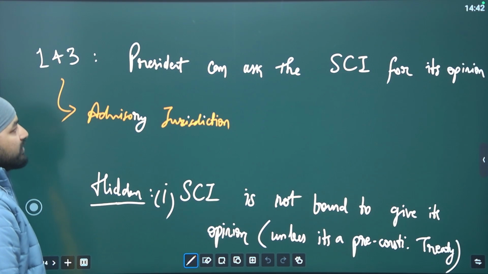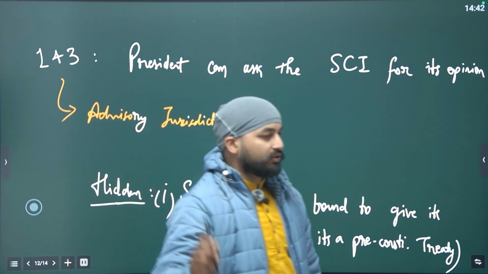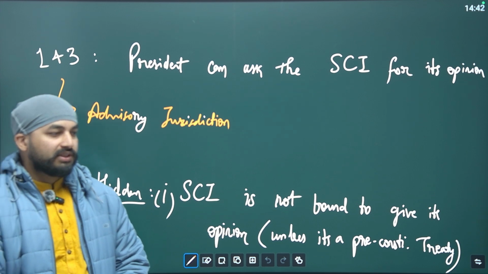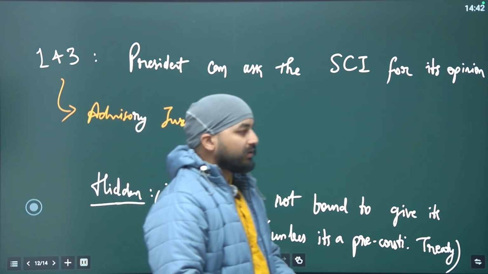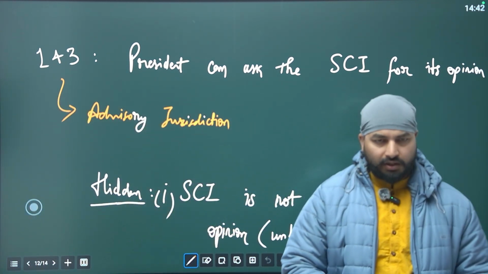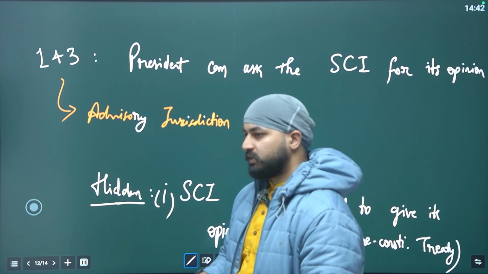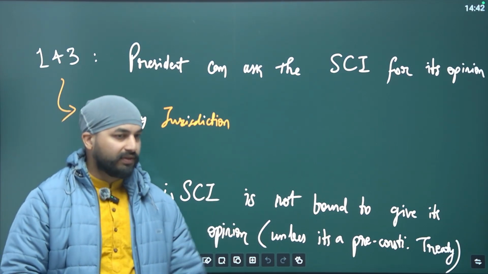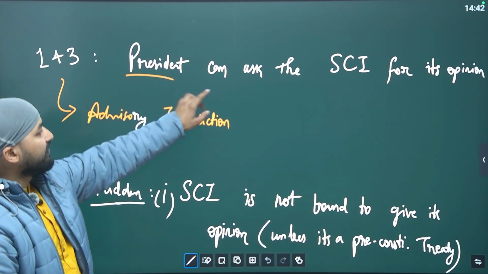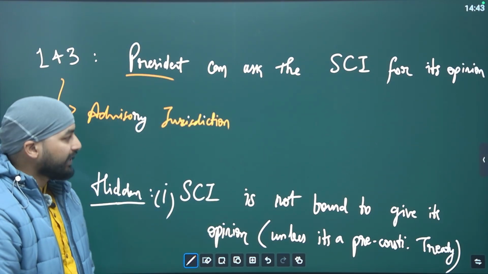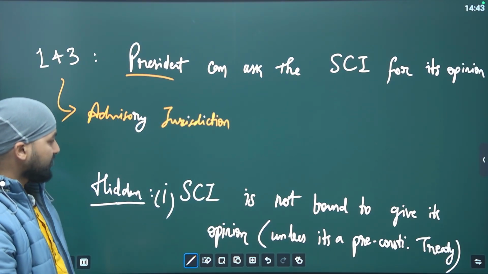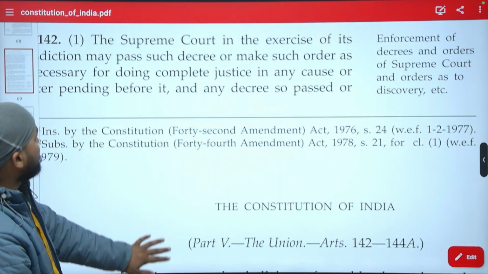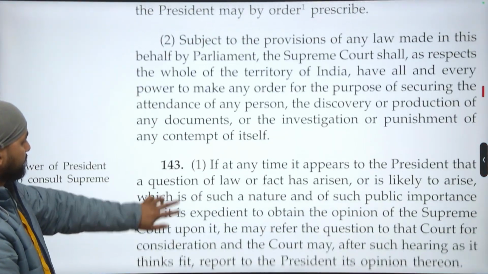Article 143, Presidential Reference. This is also very important. The president has used this several times. What happens is, when there are certain decisions on which the president needs advice, where will they go? The president will ask the Supreme Court of India for its opinion. Two things have to be understood because there is a usage of the words may and shall. Okay, I'll show you.